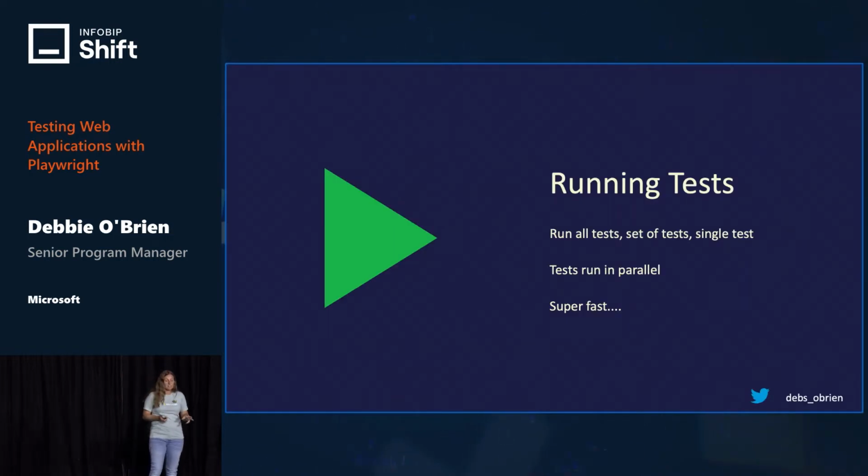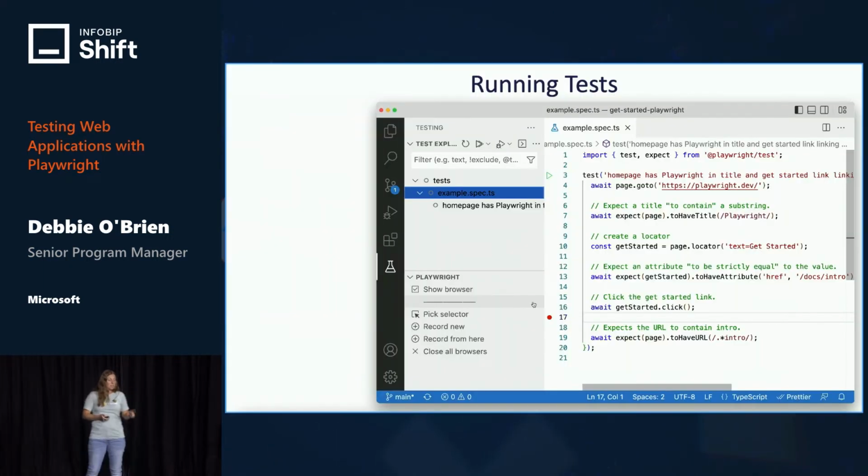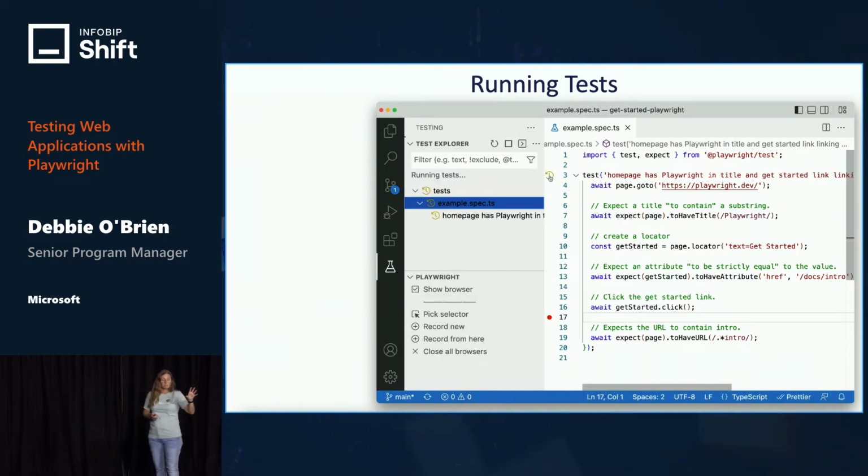So running your tests is very easy. You can run all tests, a set of tests, a single test, tests run in parallel, and they are super fast. So here is running a test from the VS Code extension. Little green triangle there, line 3. And just press that button, right?